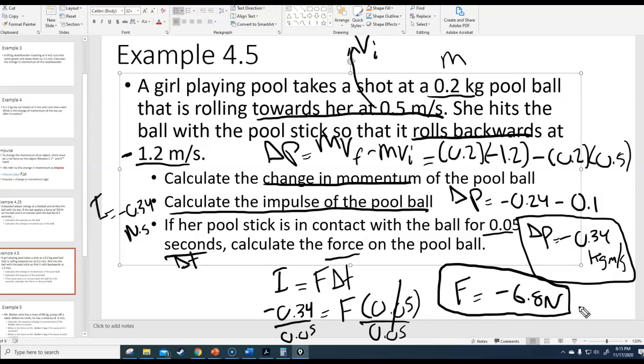Okay, so with example 4.5, you're starting to see how the change in momentum equation and the impulse equation can work together, because impulse and change in momentum are equal to each other. Okay, so pause it there and look at that some more.